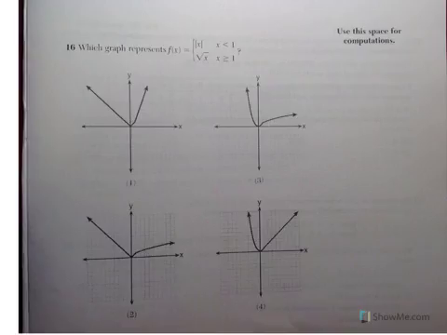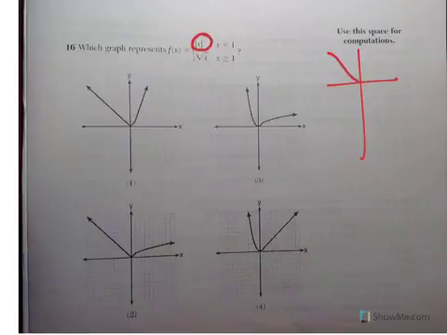Number 16, which graph represents f of x equals the absolute value of x when x is less than 1 and the square root of x when x is greater than or equal to 1. Here we have a piecewise function. So let's start with the first, the square root of x. Well, no, this is the absolute value of x, sorry.